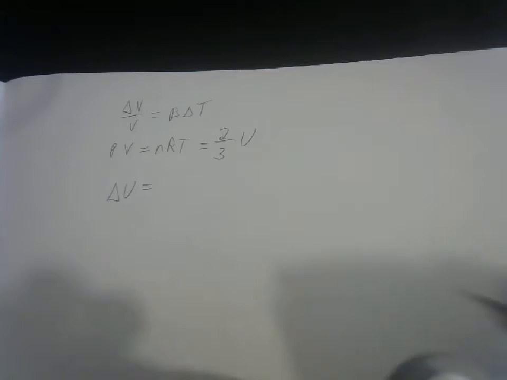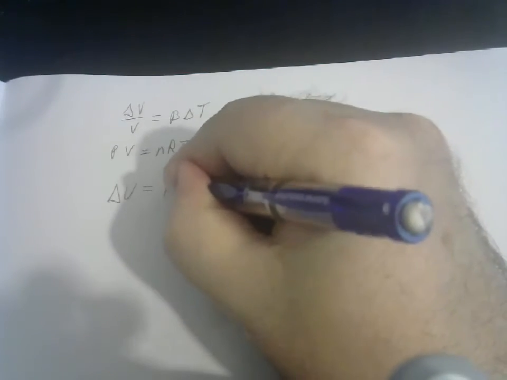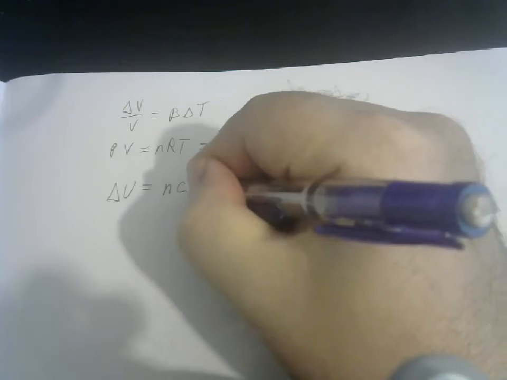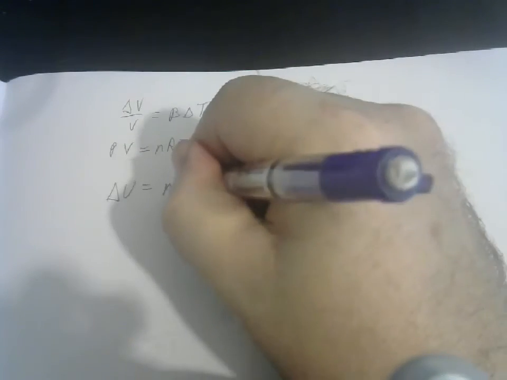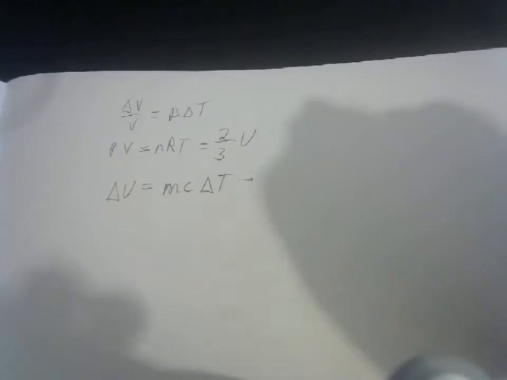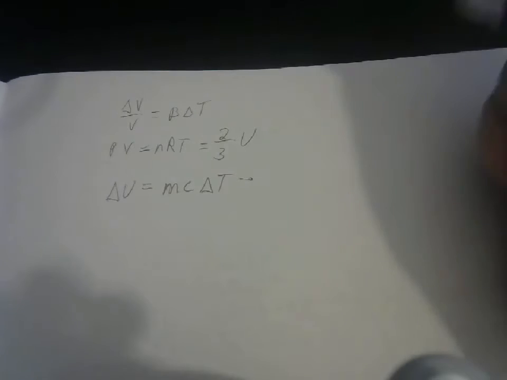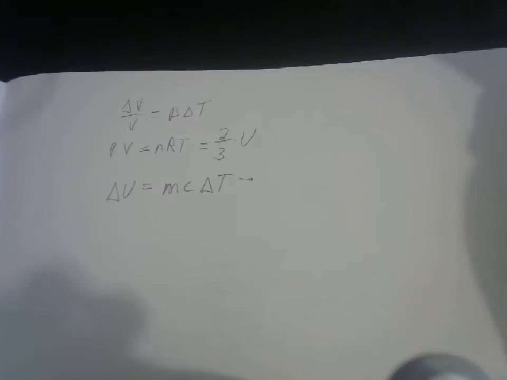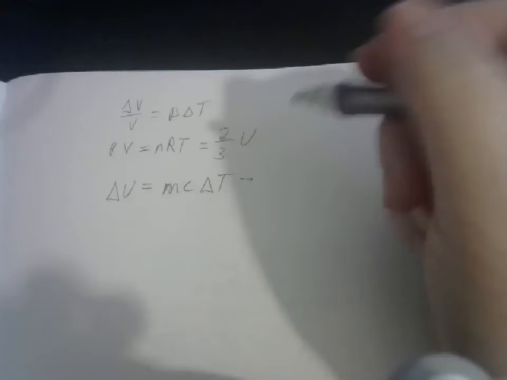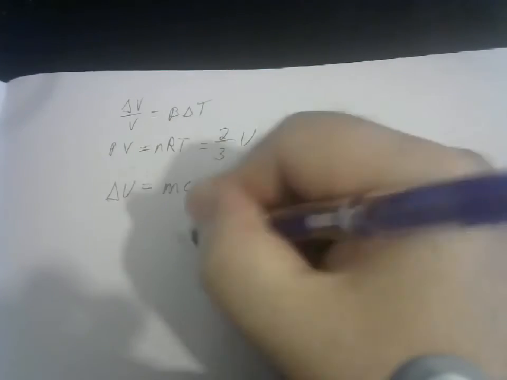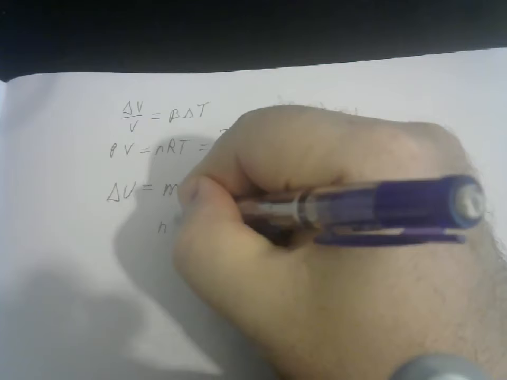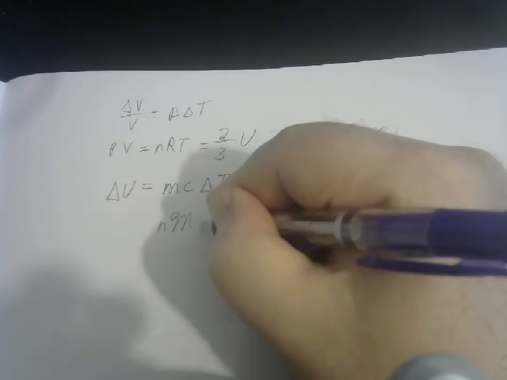We're going to be talking about the internal energy of a gas in terms of a new equation that basically goes delta U equals mass times the specific heat times the change in temperature. And if we're talking about one particular material with a certain molar mass, that mass can be written as the number of moles times the molar mass, times C delta T.